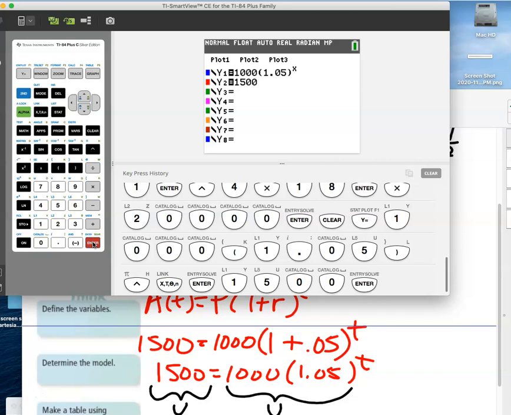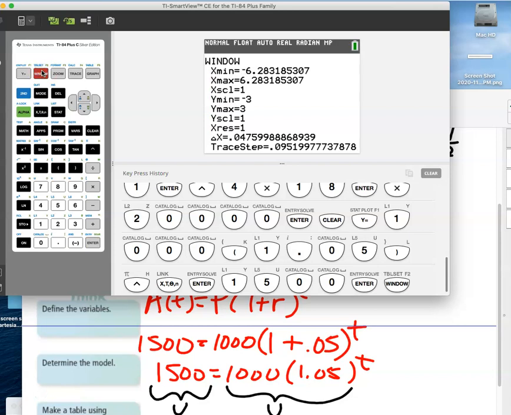We've got to go to the window. We have $1,000 in the account now, and we want to know how long it's going to take to get to 1,500 if it's 5% interest. What do you think? Give me some numbers here. Number of years. 0 to 10 years? 0 to 20 years? 0 to 30? Anybody else out there have an idea?